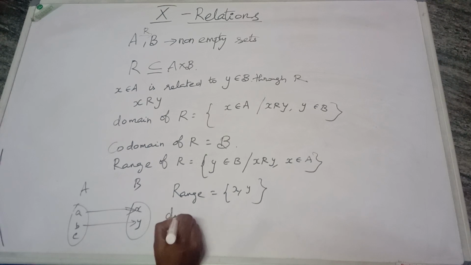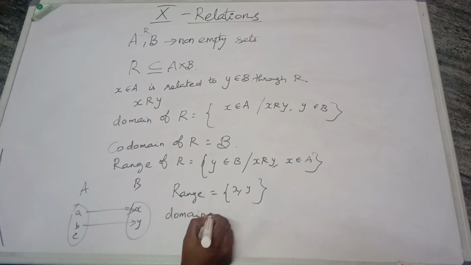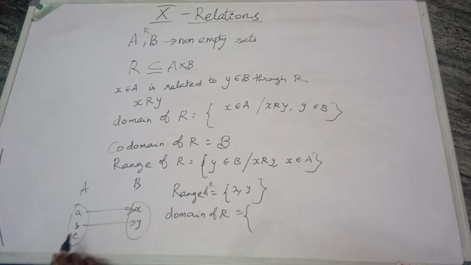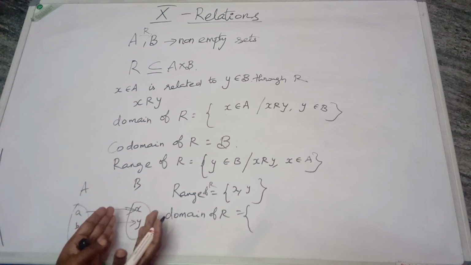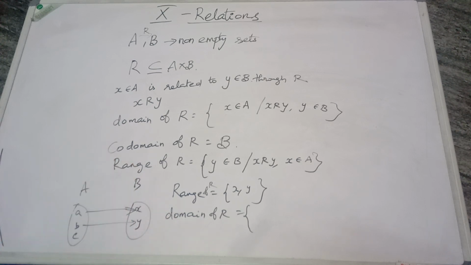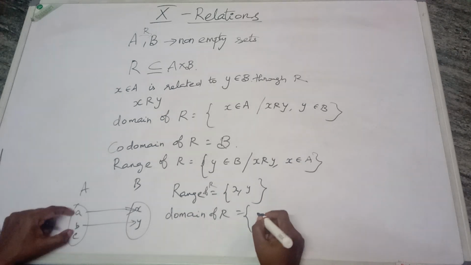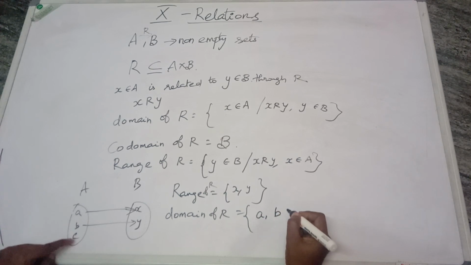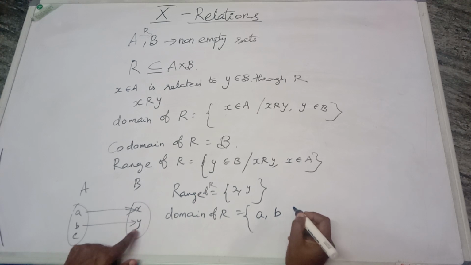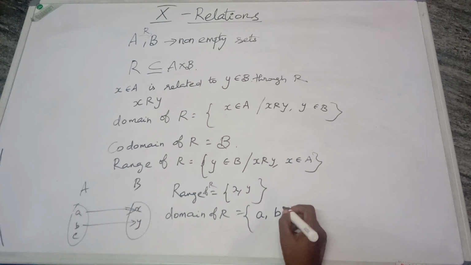What is the domain of R and the range of R? Domain of R means the elements in the first set which are related to elements in the second set. Such a collection of elements is called the domain. Which elements are related to the second set? A and B only. We can't include C, because C is not related to any element in the second set. So the domain of R is only A and B.